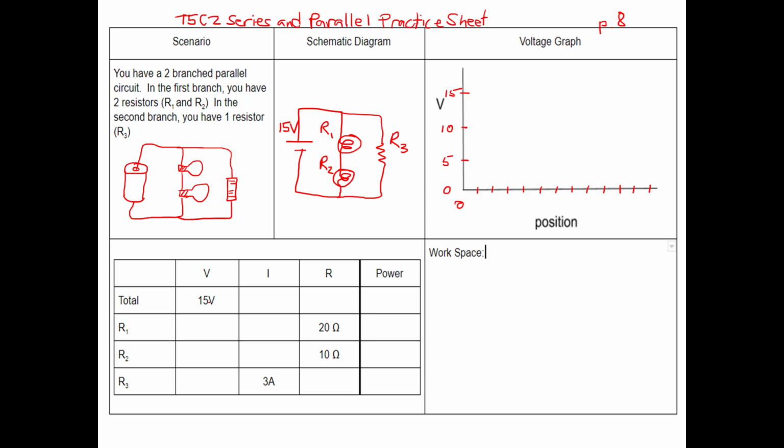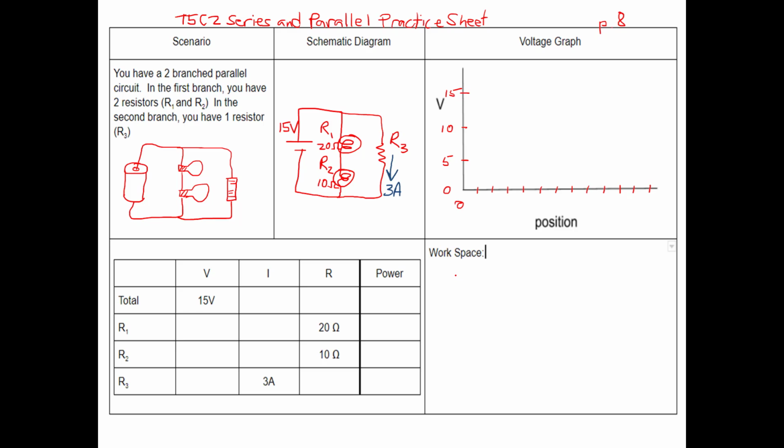I see I have a 15-volt battery. What other information? R1, our first light bulb, has a resistance of 20 ohms, and our second light bulb, R2, has a resistance of 10 ohms, and we see that there are 3 amps flowing through R3.